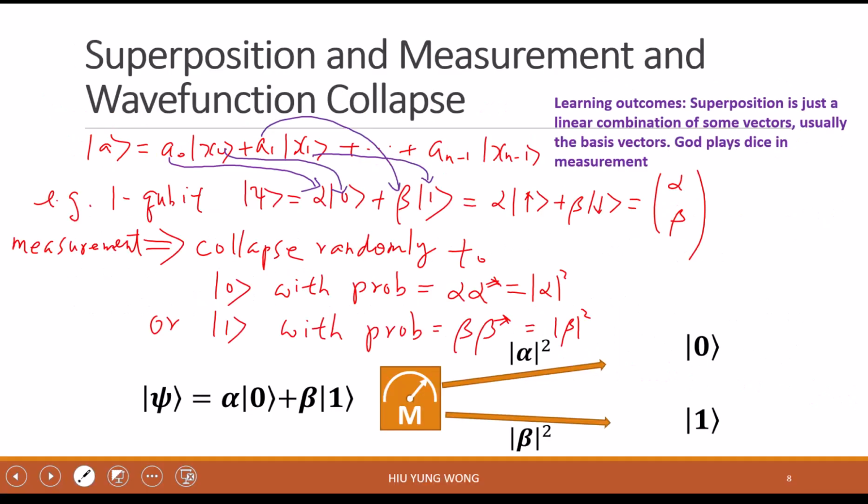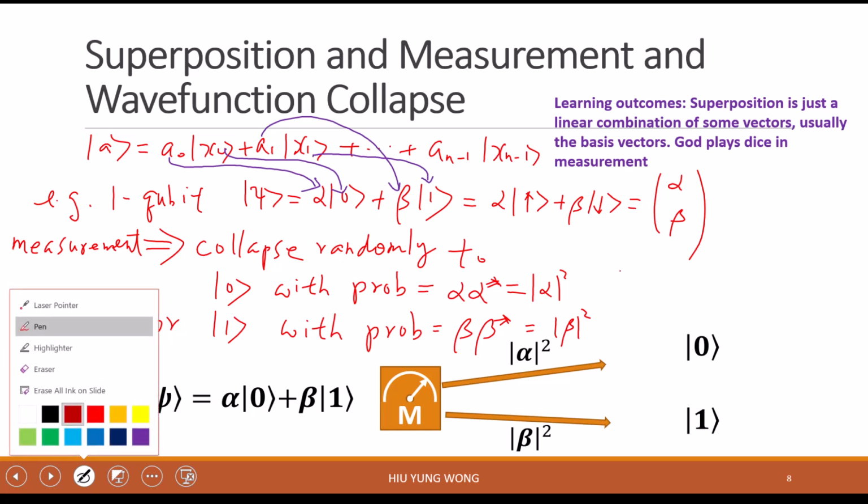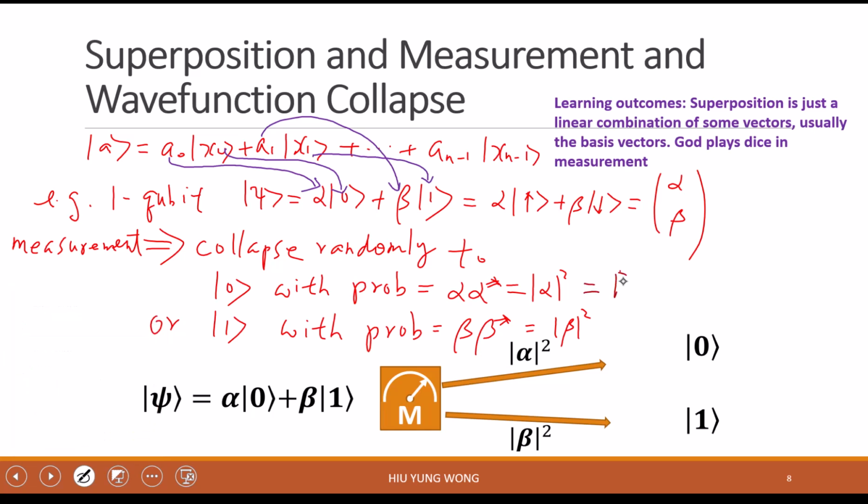And maybe I can go back to here just to make it clear when you study, right? So this is nothing but just equals to the probability of getting 0. This equals to the probability of getting 1 when you measure the state. The probability of getting 0 and 1 equals to the square of the magnitude of the corresponding coefficient.